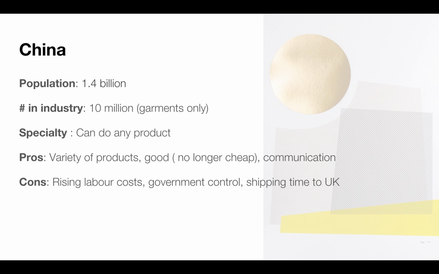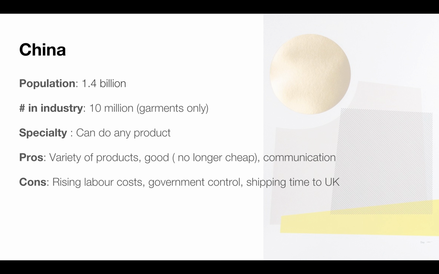China, population 1.4 billion, and within an industry of 10 million, and that is just in the garments. Specialty, they'll tell you they can do any product. And you can probably find a factory that can do any product. The pros are the variety of products, good quality, no longer cheap, and the communication is now very good.